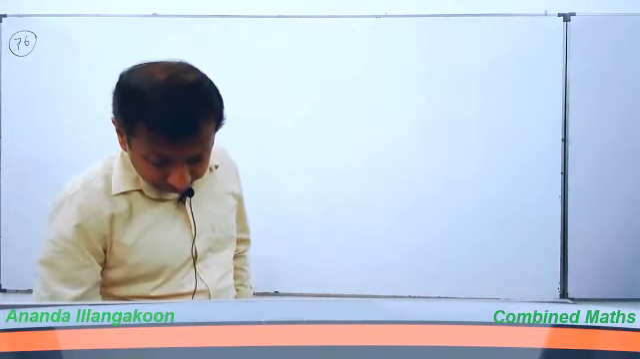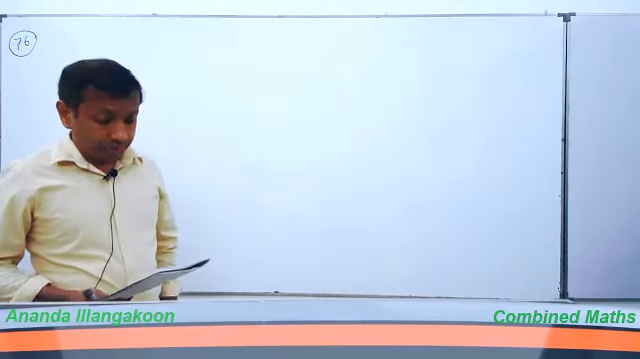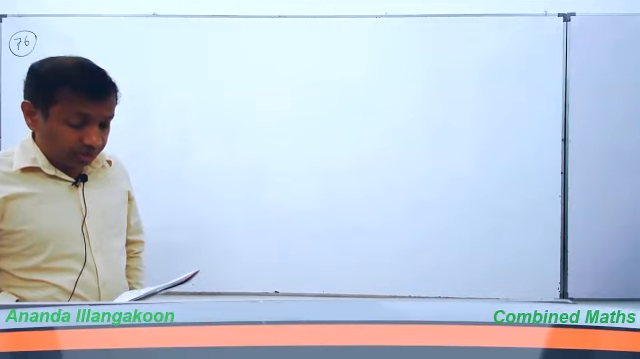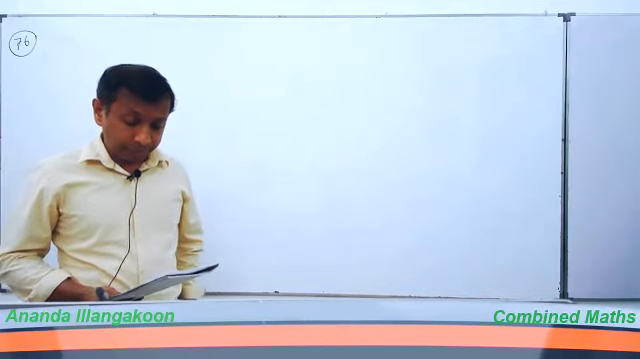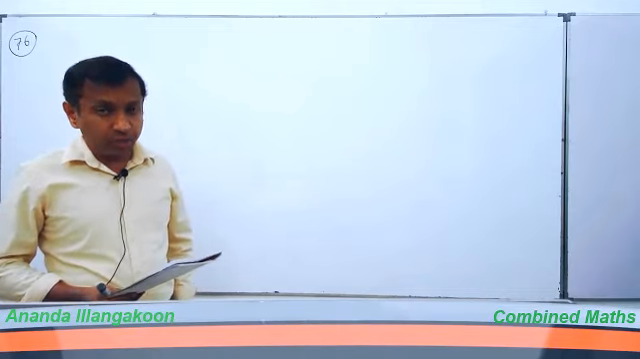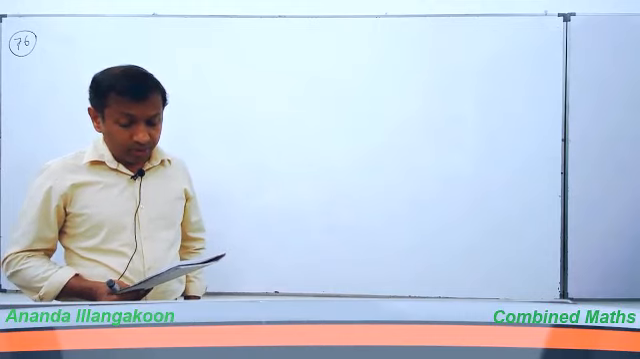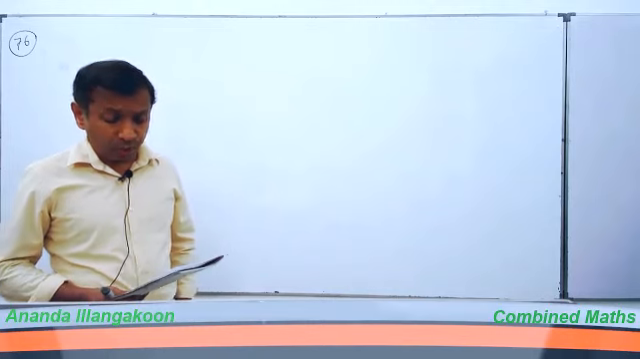Right, now number 76: a parallelogram is constructed on the vector A, 3p minus q, and B vector, p vector plus 3q vector. Given that modulus of p equals modulus of q equals 2, and the angle between p vector and q vector is pi by 3.